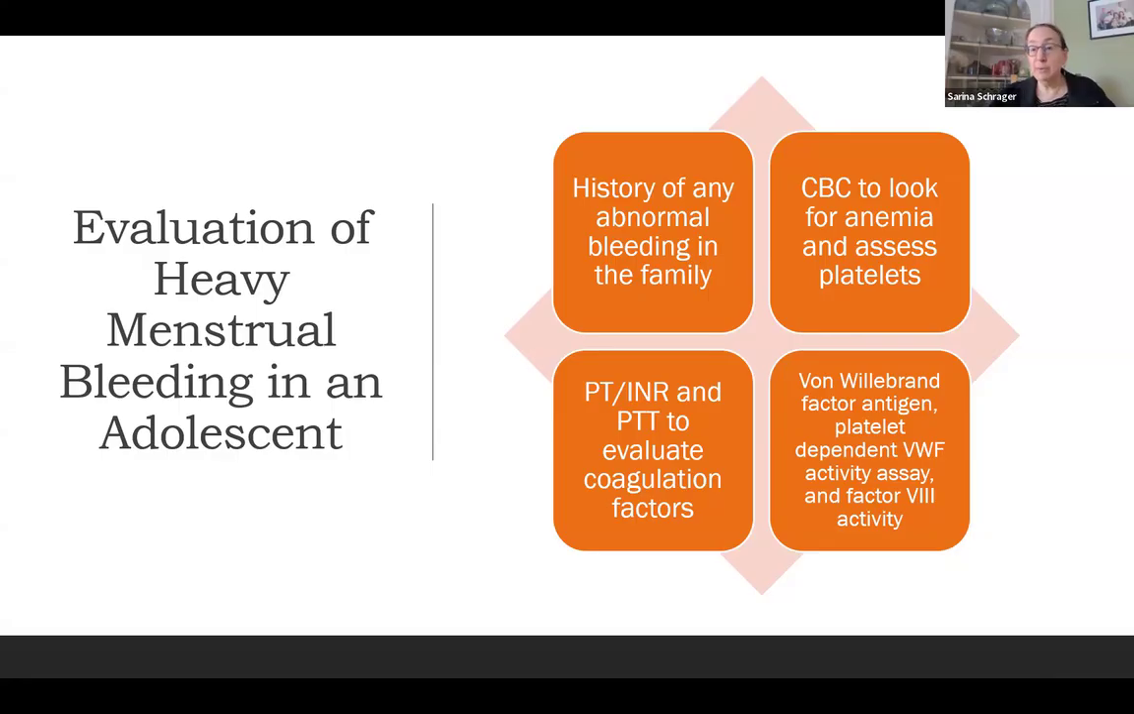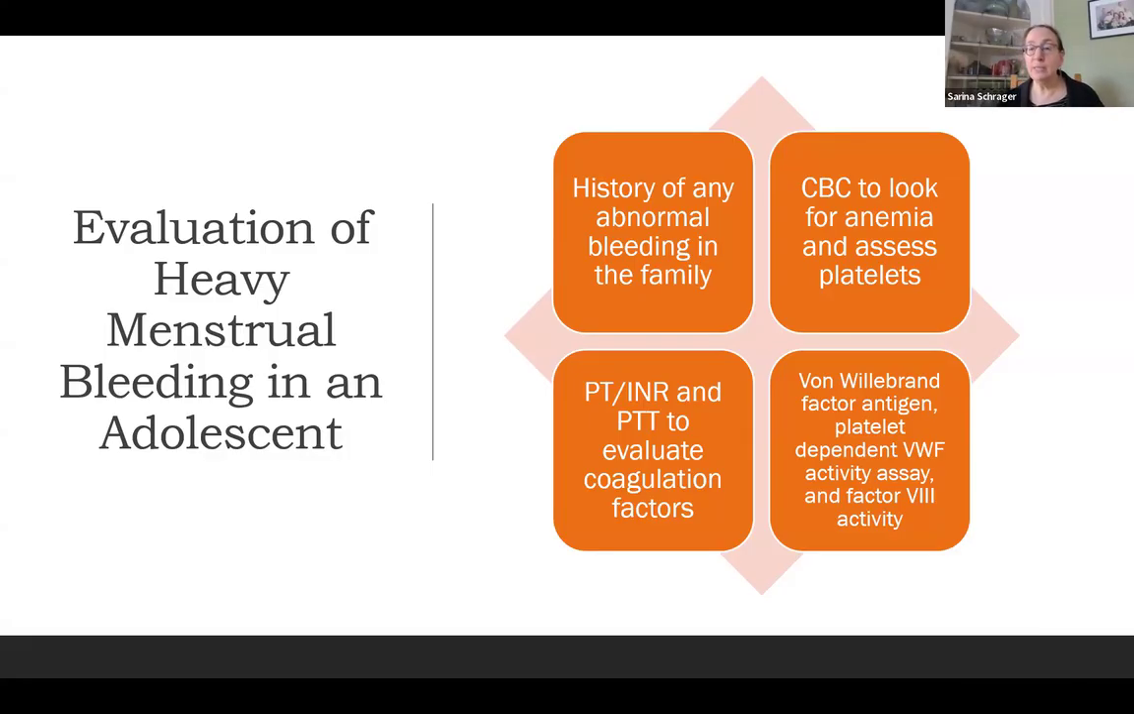So a lot of times the first line would be doing a CBC. So you're going to look for anemia. And that's one of the ways I use to triage. Is this person really bleeding heavily, or are they just bleeding heavier than they used to and heavier than they think they should? The other thing about a CBC is you can assess platelets. So in a very rare instance, you may be able to diagnose somebody with a platelet disorder. You also might want to think about a PT-INR and a PTT to evaluate coagulation factors.